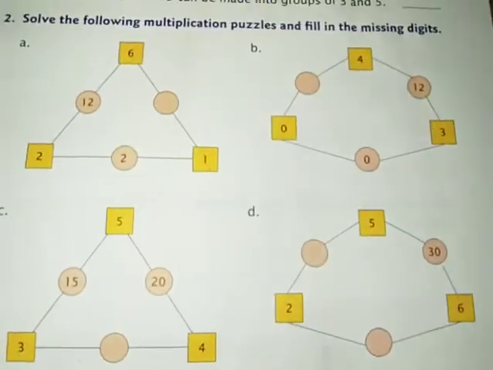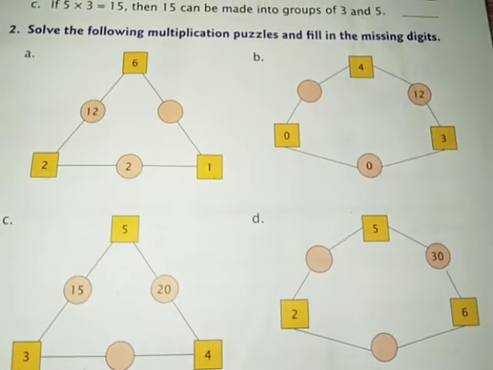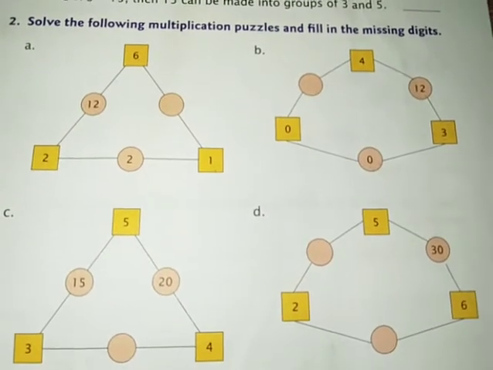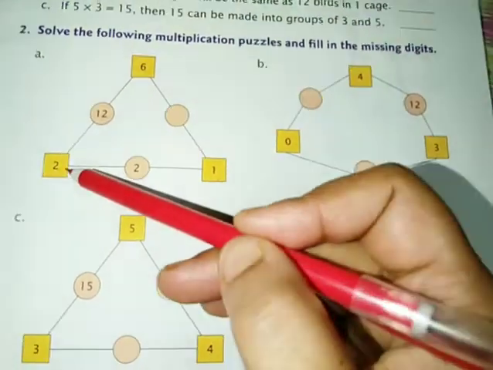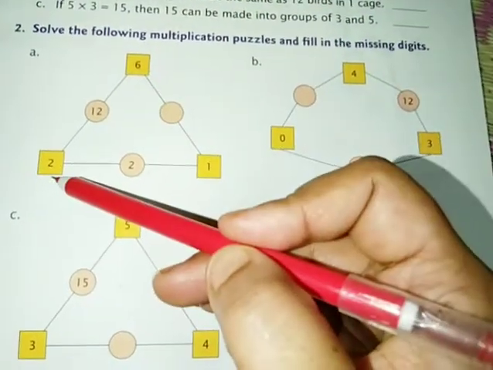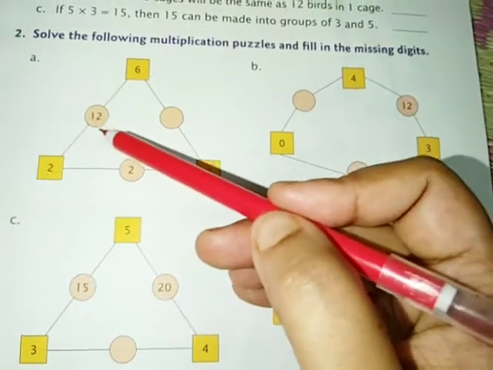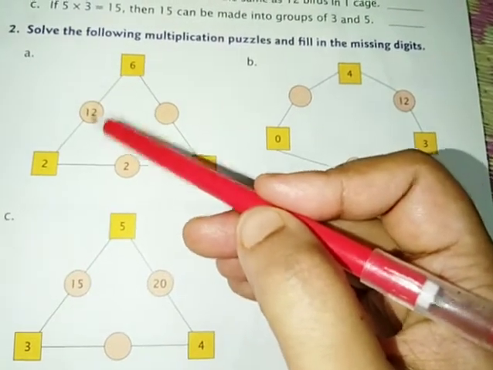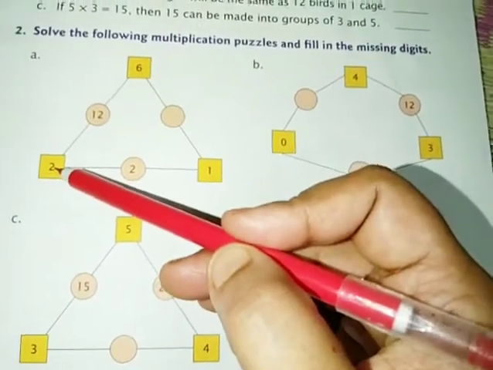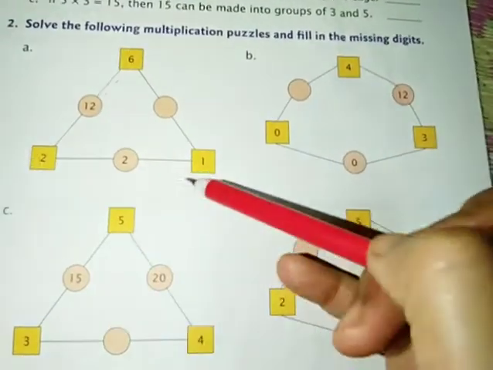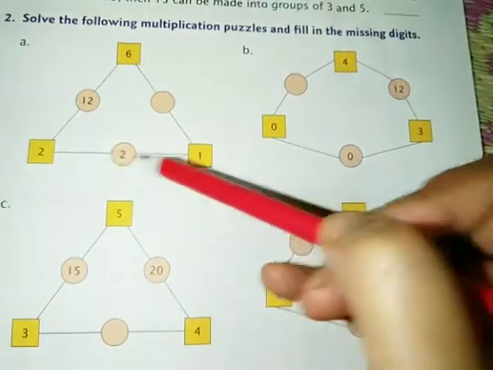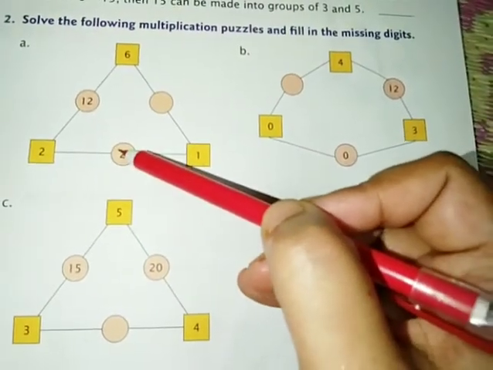You will have to observe the numbers, in which pattern, in which style the numbers are given. And if you observe them carefully, you will notice that the multiplication of the 2 numbers at the corners is the number that is given in the center. 6 and 2 when multiplied gives us 12. The number in the center is 12. 2 and 1 when multiplied, 2 into 1 is equal to 2. It is written here 2.